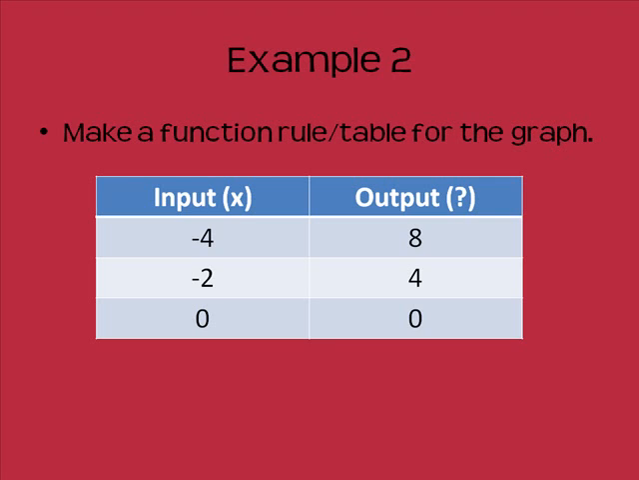We can take the points that are given to us on that graph and write those coordinates, which I've done here. We had coordinates of -4, 8, -2, 4, and 0, 0.